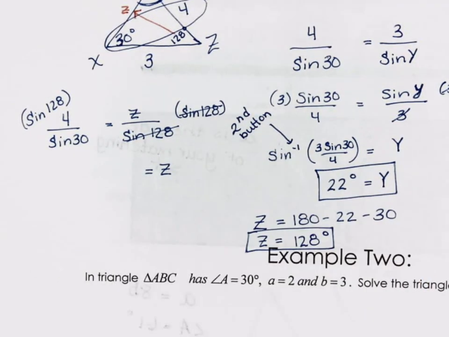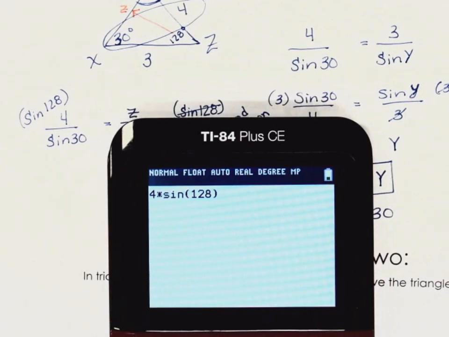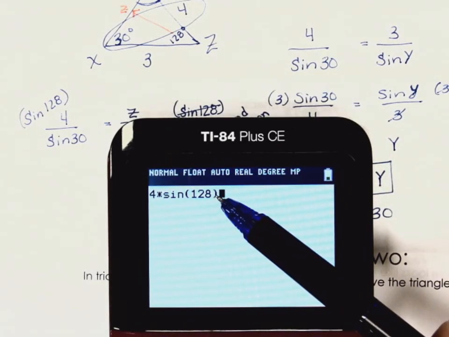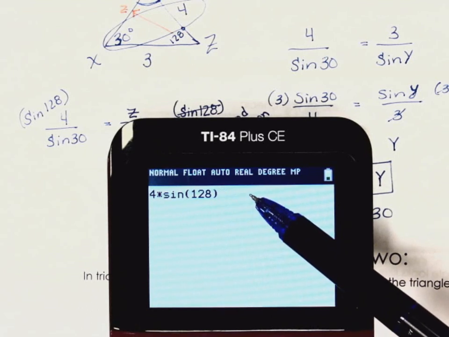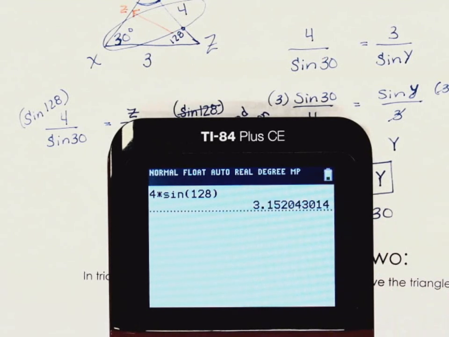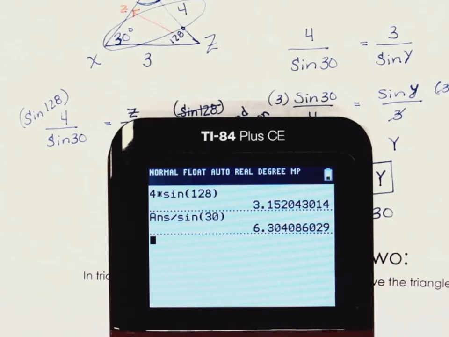So now it's just straight multiplying. I'm going to put 4 times sine of 128. Now you can do it one of two ways. You can put that in and then go right in. Notice I had to close my bracket. If you don't close your bracket, you're going to get a funky answer. And then you can say divide by sine 30, or you can hit enter and then divide by sine 30 if you don't trust your bracket use. Or you can put it all in as one.